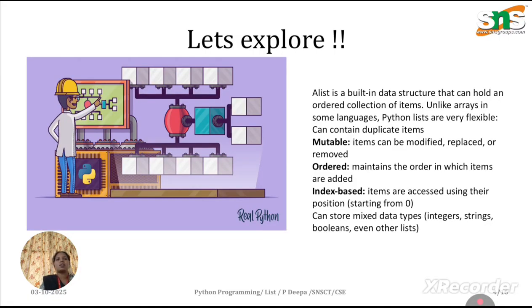First, Python has built-in data structures that can hold an ordered collection of items. Unlike an array in some languages, a Python list is very flexible. It contains multiple items, and is mutable, ordered, index based, and so on. The index can be accessed by position, starting from 0. We have a constraint, so that the constraints can be given on the index numbers.